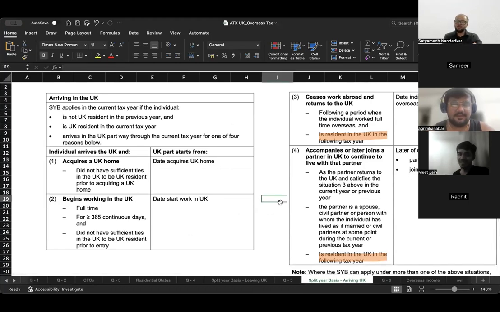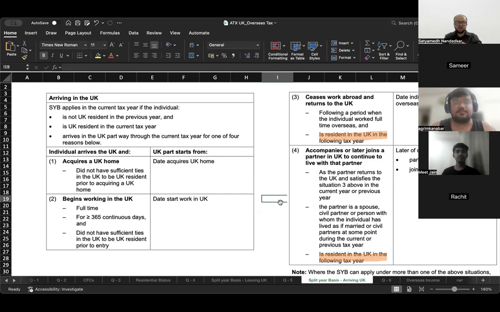Okay. How do you apply this to a person arriving in the UK? The split year basis applies in the current tax year if the individual is not resident in the previous year, resident in the current year, and arrives in the UK partway through the current year for one of the four reasons. He acquires a UK home. And if you remember, we did one question where we proved that acquires does not mean purchase. Acquires means even if taken on rent, it will work. Acquires a UK home and did not have sufficient ties in the UK to be UK resident prior to acquiring a UK home.